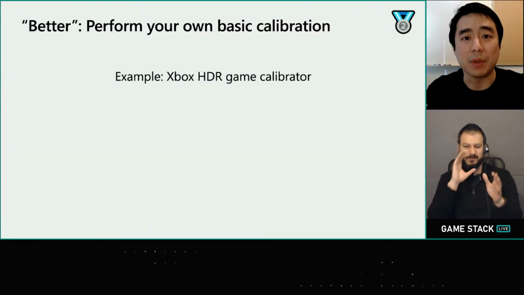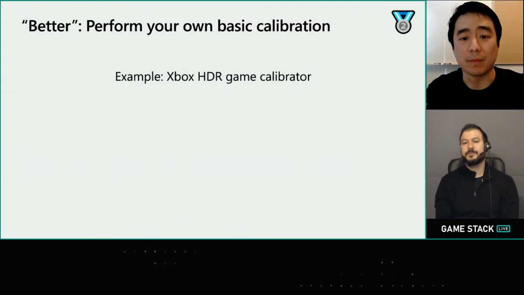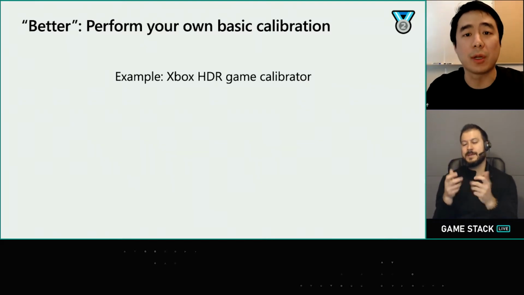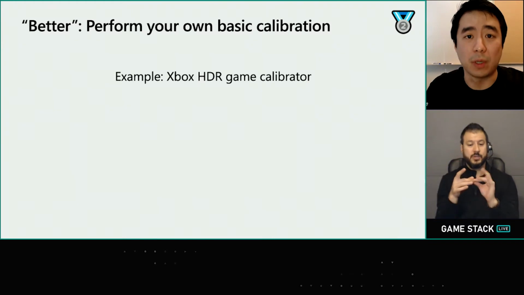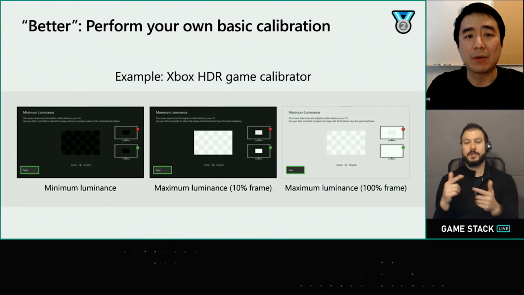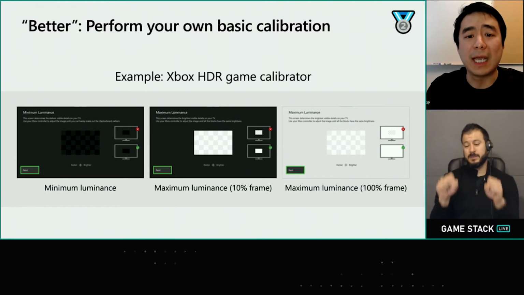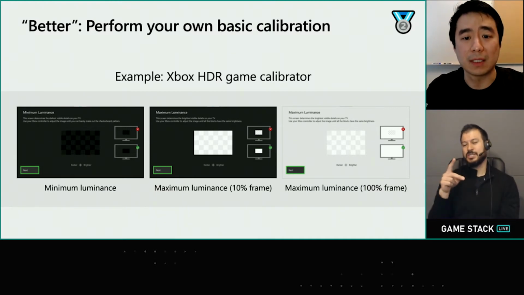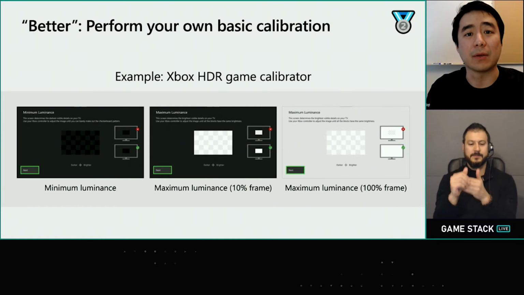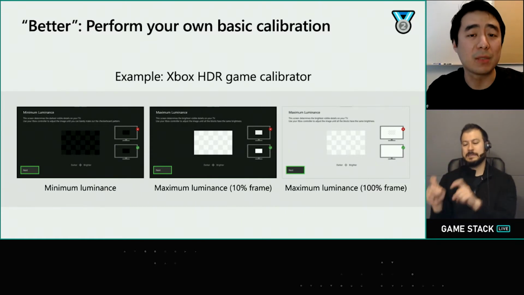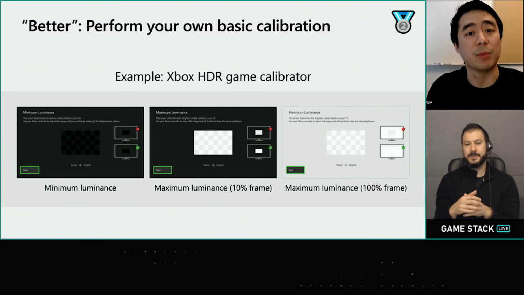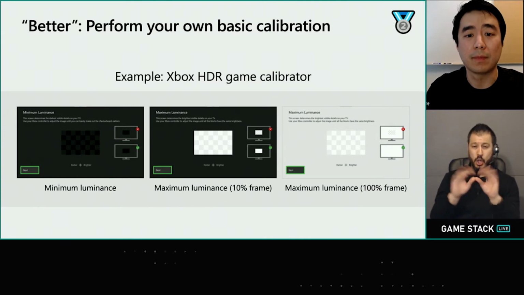Let's show you an example of how to implement basic calibration. This is exactly what our system calibration app is doing. As I mentioned earlier, it's shipping today on Xbox One and later, and we're working on bringing it to Windows. Our system calibration app follows the HDR Gaming Interest Group's guidelines. It shows 3 test patterns to measure minimum luminance, maximum luminance 10% frame, and maximum luminance 100% frame.